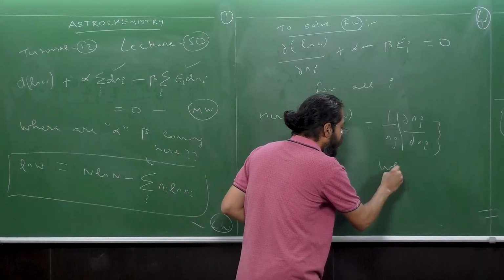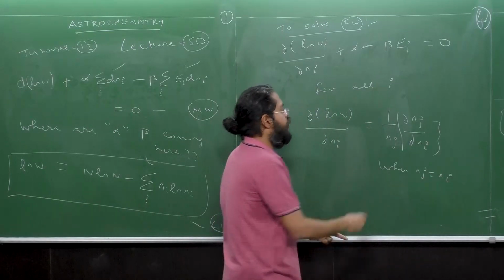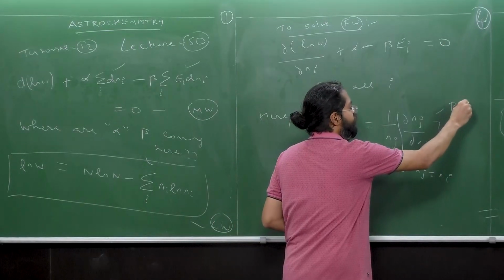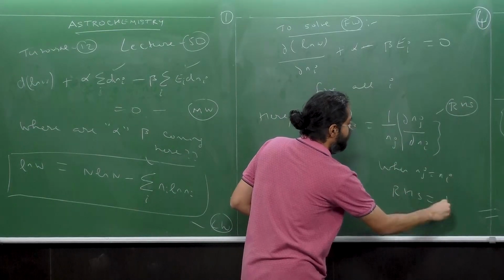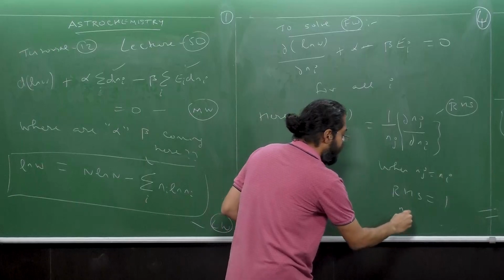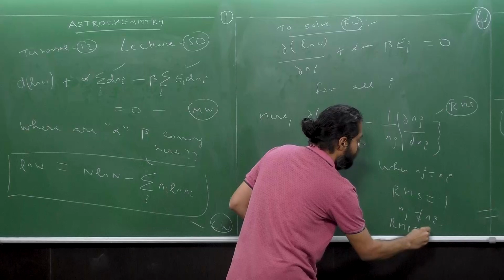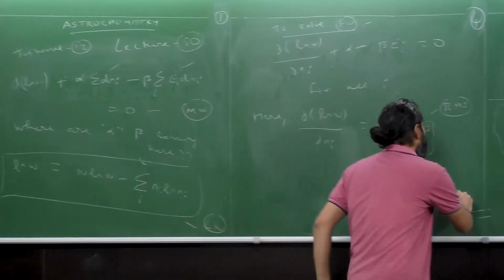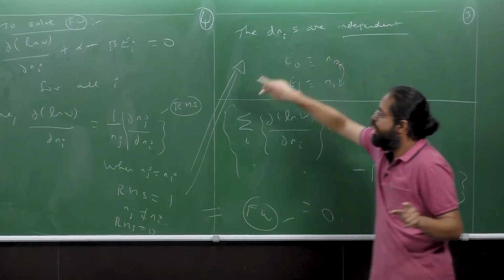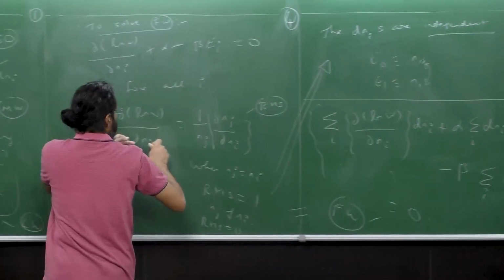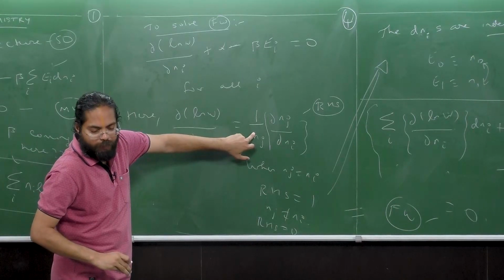And when Nj equals Ni, this I'm going to call as RHS. Your RHS is 1. And when Nj is not equal to Ni, your RHS is 0. Why is it 0? Because the Ni's are all independent. So your ∂ln W/∂Ni can be written this way. Are we fine?